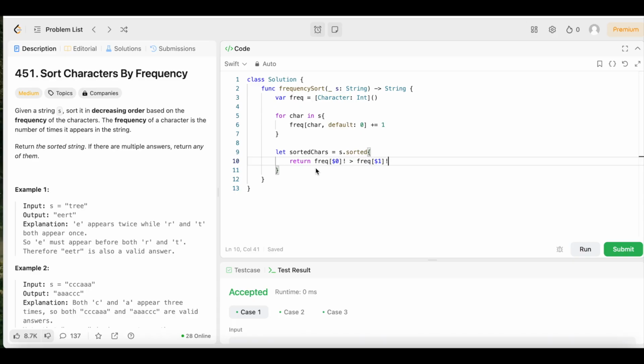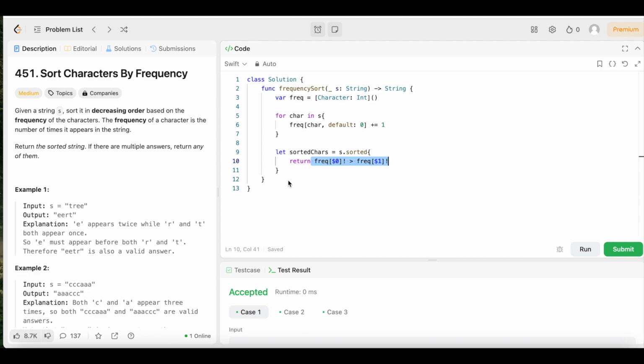Now what this is going to do is sort each character by frequency in descending order. That's what this right here is going to do. It's going to make sure it's in descending order, and this $0 is going to represent one character, and this $1 is going to represent another character, the next character, similar to if this was for I in S and this was for J in S. It's similar to that. Then we still need to turn it back into a string, because right now we're returning a dictionary, so we need to turn it back into a string.